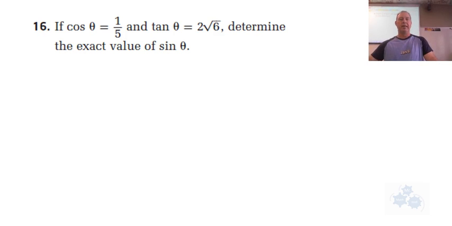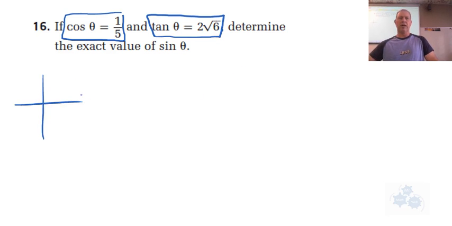So number 16, the question says this: if cos is positive 1/5, and tan is positive 2 root 6, determine the exact value of sine of theta. All right, so I guess the first thing I would think of here, cos is positive and tan is positive. So that's going to be in quadrant 1, looks like. Because the only place that cos and tan are both positive would be in quadrant 1, where they're all positive. Everything else, all the other quadrants, there's only one trig function that's positive. So this has to be in quadrant 1. That's the first thing we want to notice.